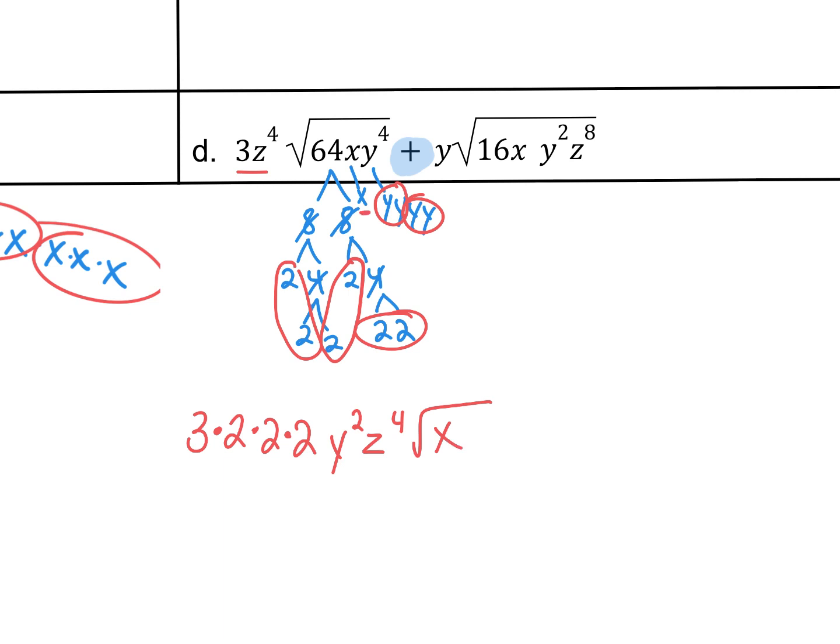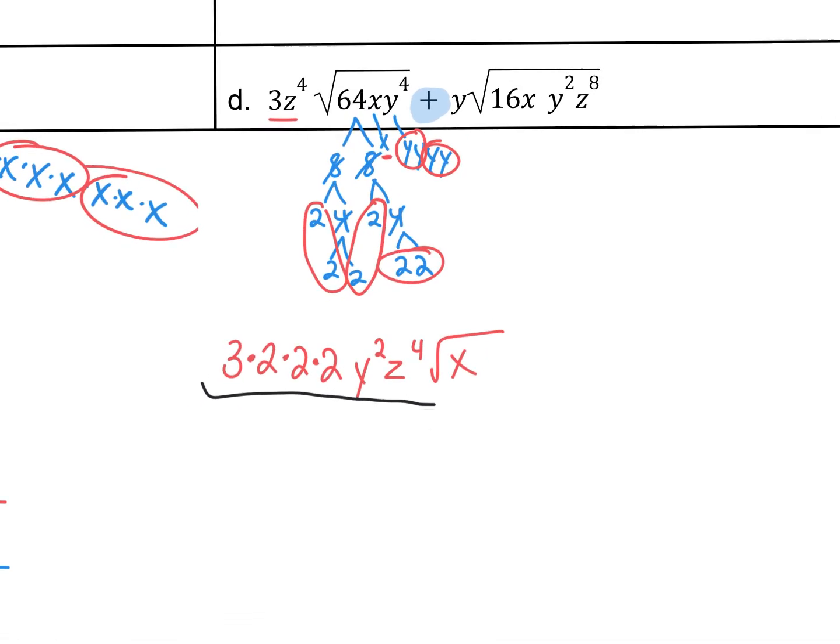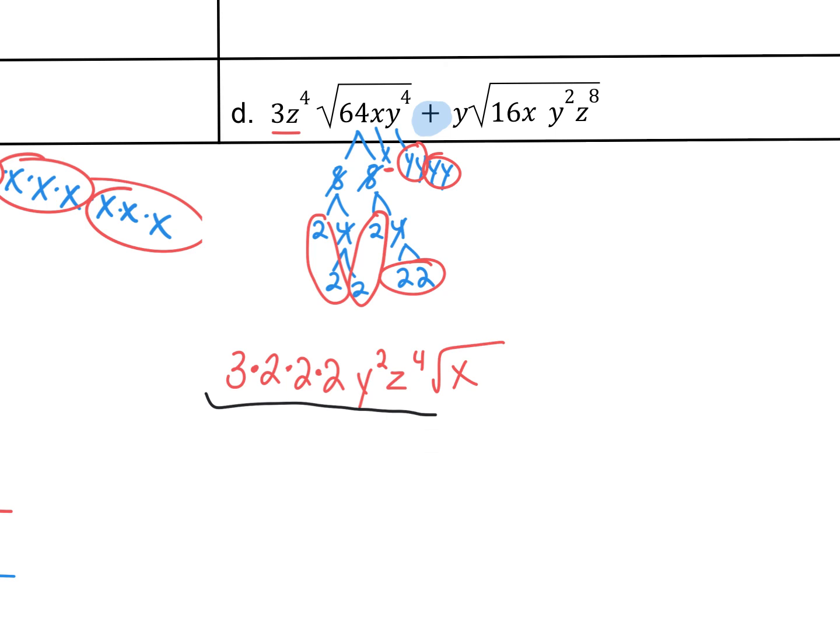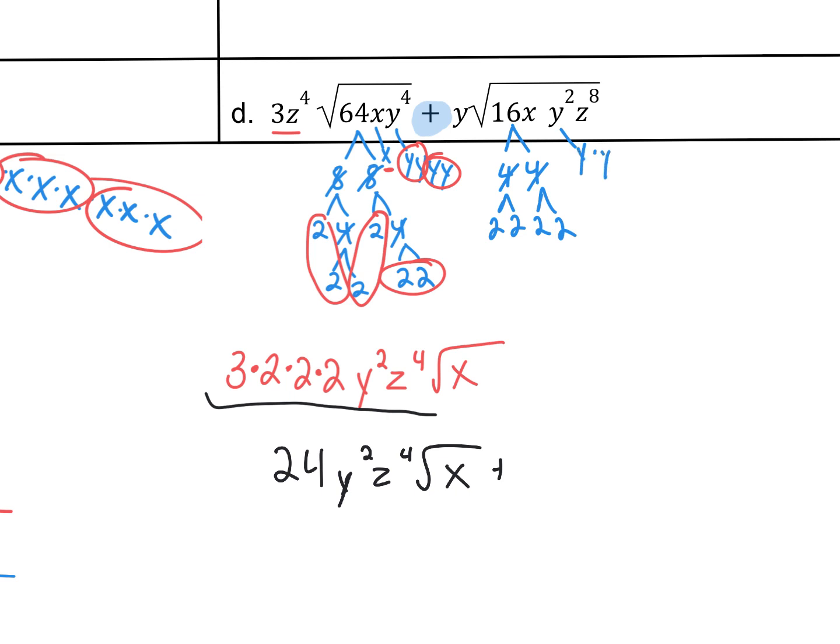Clean this term up. 3 times 2 times 2 times 2, y squared z to the 4th. So let's see, what is that? 6 times 2 is... So 24, y squared, z to the 4th, square root of x. Keep my plus sign, go do it all again on the second term. We break down 16. Got 1 lonely x, we got 2 y's, and we got 8 z's.